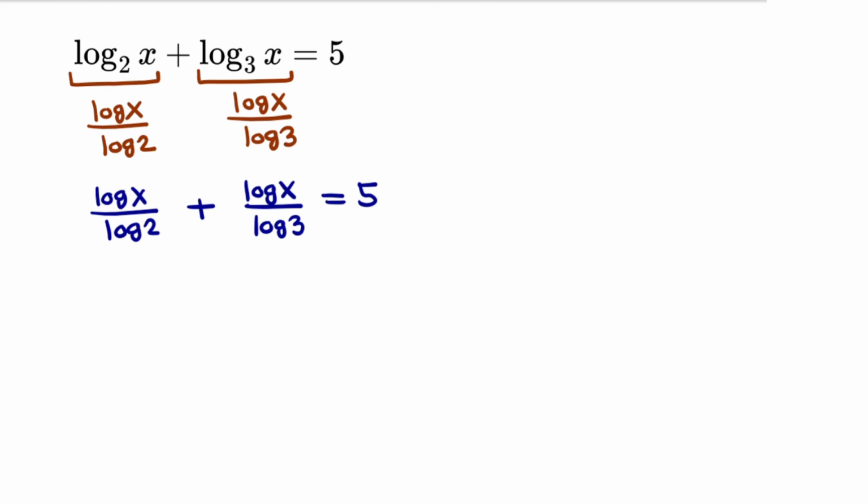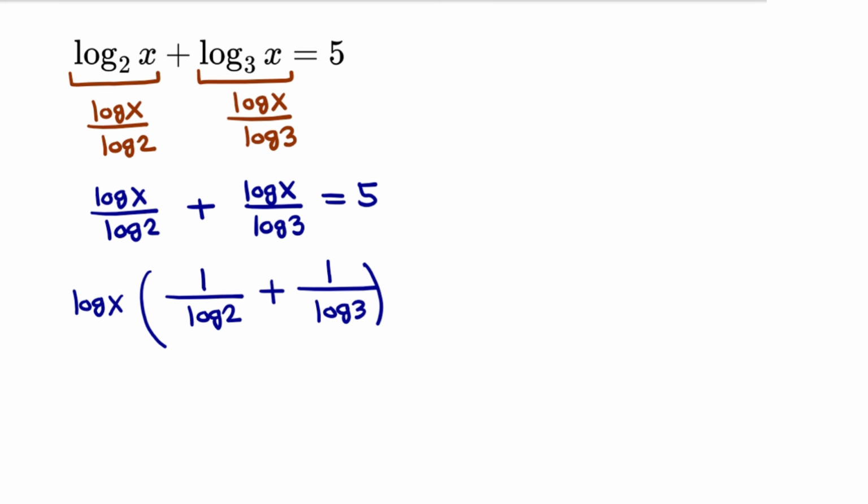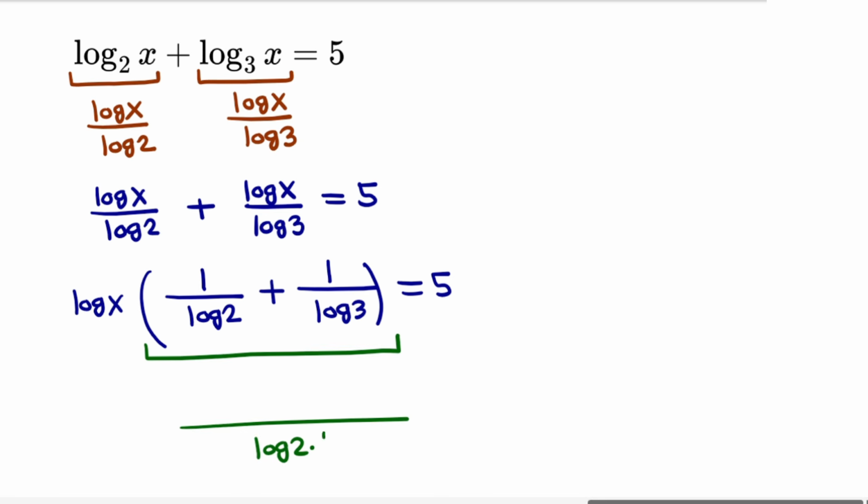Now something nice appears. Both terms contain log x. So let's factor it out. That gives us log x times the quantity 1 over log 2 plus 1 over log 3 equals 5. Now, let's combine those fractions inside the parentheses. The common denominator is log 2 times log 3, and the numerator becomes log 3 plus log 2.